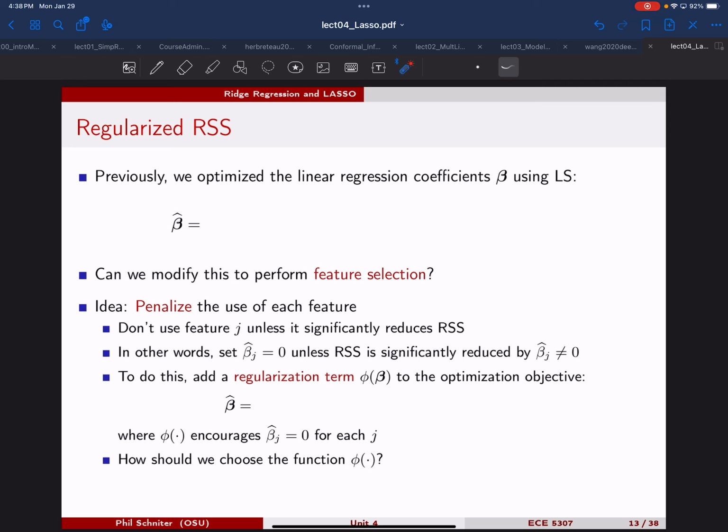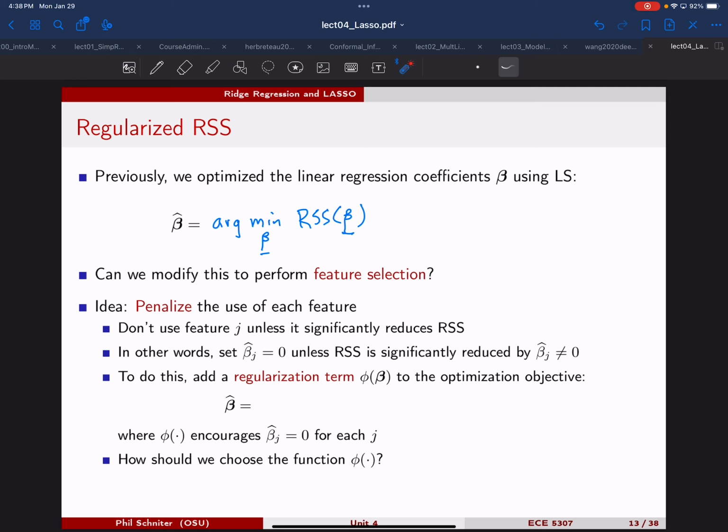I think it will make a little bit more sense. So the way that we have been doing linear regression is we have been constructing a set of parameters using least squares. Mathematically, we can write it as follows. Beta is the arg min over beta vectors of the function RSS of beta.